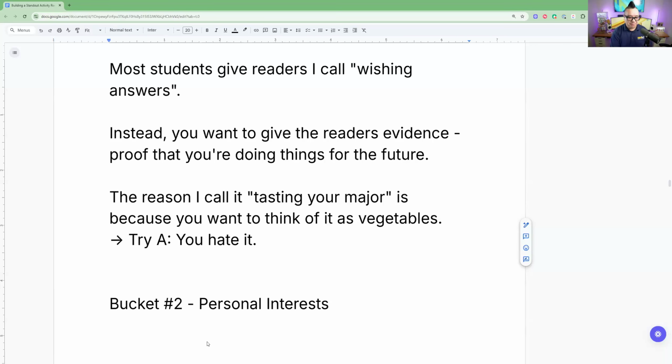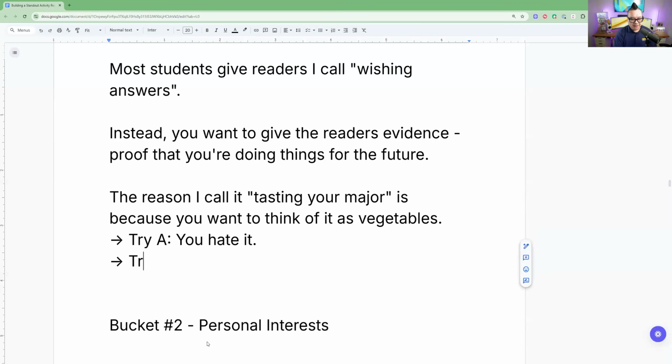it. Or option B, right? You love it. You like it at first and you love it as well, right? You do it, you're like, ooh, I like this. Let me do more things. You do more things around that. You do more and more and more. And that's how this interest grows.